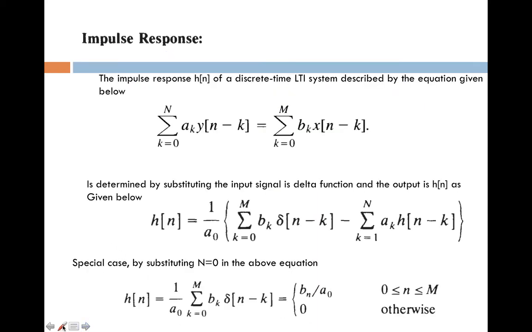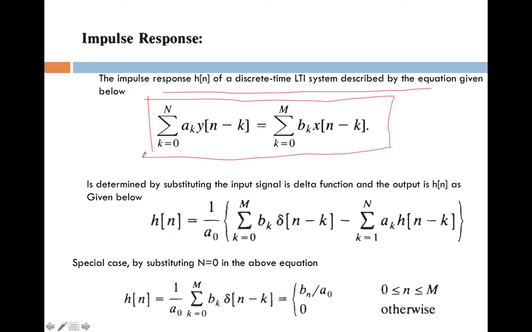With this, we are going to determine the impulse response of the system. The impulse response h of n of a discrete time system is described by the equation below. So this is the difference equation, and now we are going to substitute delta of n. We are going to replace x of n by delta of n, and replace y of n by h of n.